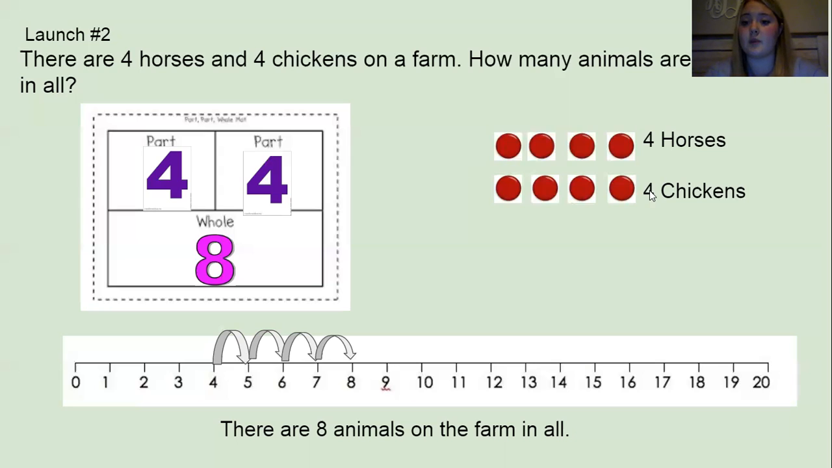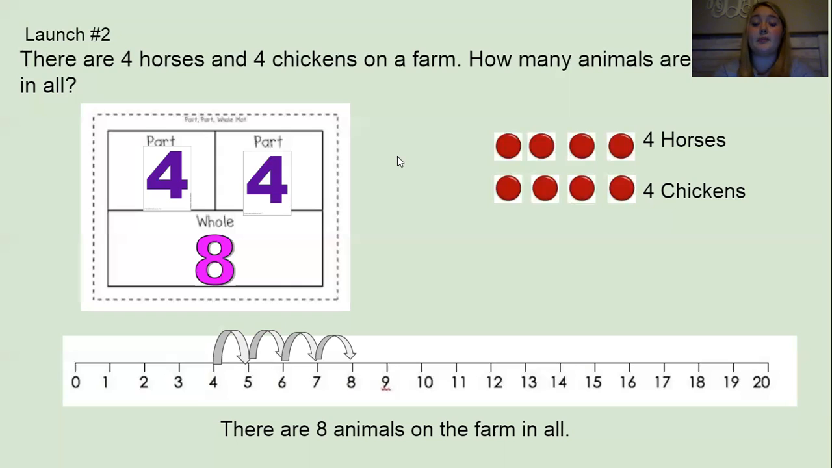You should have 2 groups. Both groups should have 4 manipulatives to represent your 4 horses and 4 chickens. And when we add those together, let's see the answer that we get. Count with me. 1, 2, 3, 4, 5, 6, 7, 8. So when we either use a model or use our counters, we get the same answer. We get that 4 and 4 is 8. And we think there are 8 animals on the farm in all. So if you chose to use that strategy, excellent work.